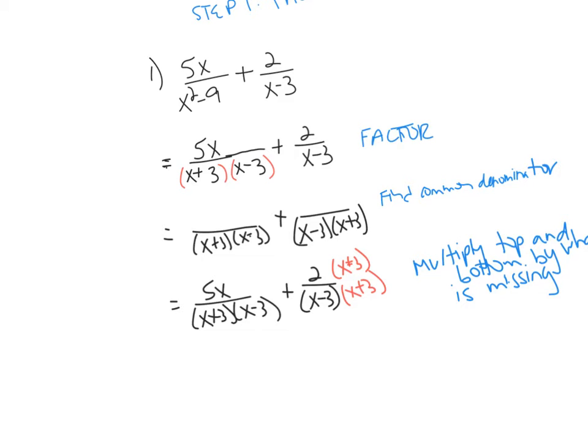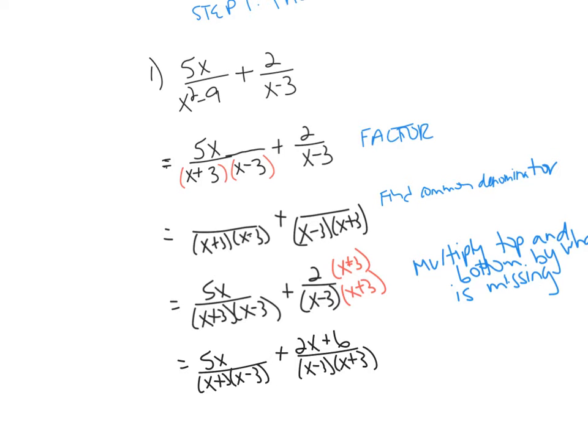So we end up here with 5x over x plus 3, x minus 3. I'm going to go ahead and distribute out the numerator. We're not going to distribute out the denominator. Now that I have a common denominator, I can add the numerators.